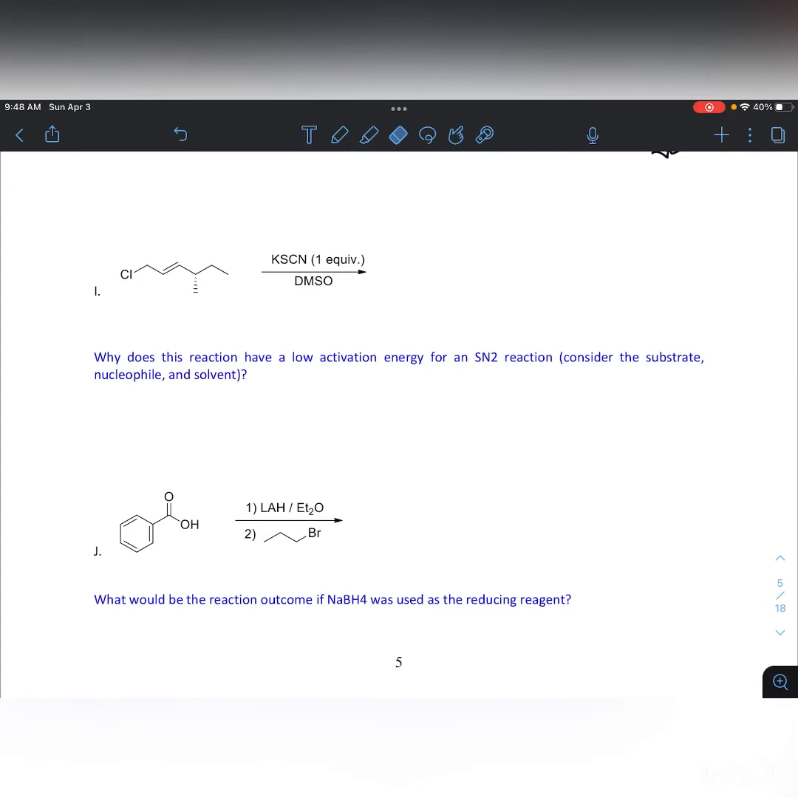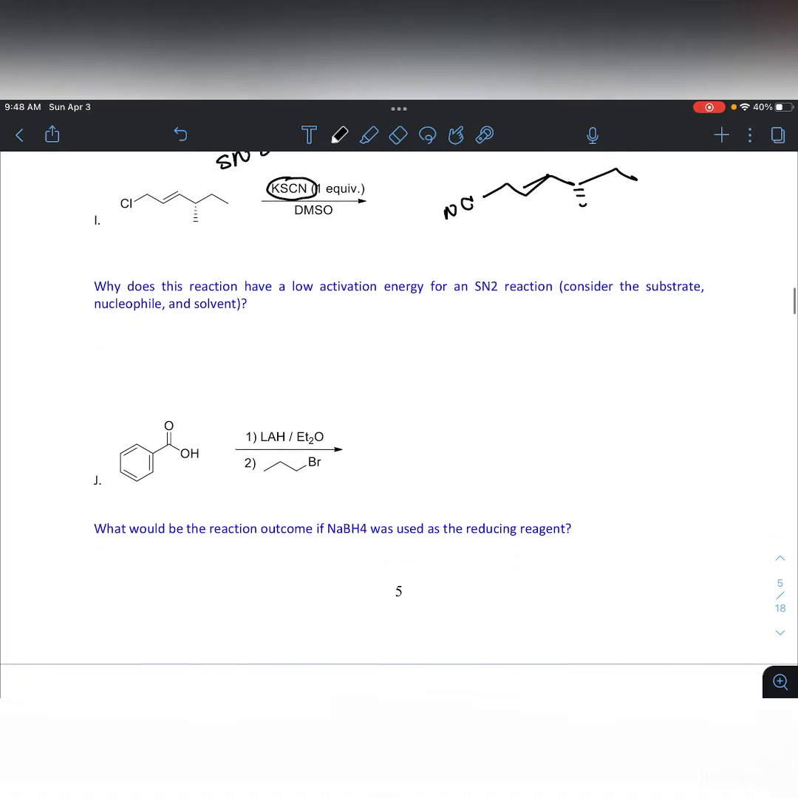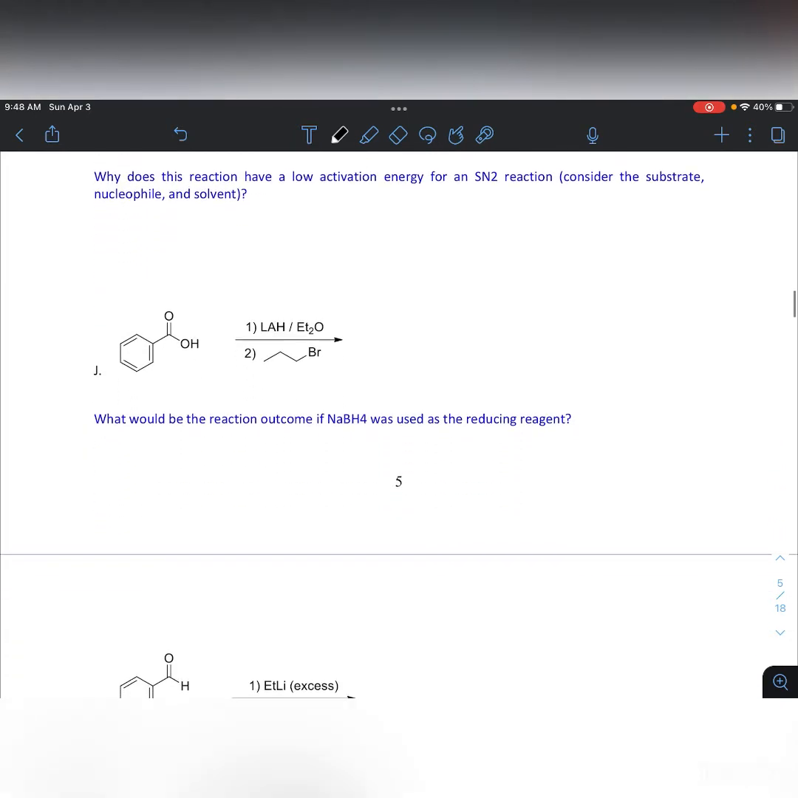So let's start with I. This one is a pretty simple one. This one right here, you can think of as an SN2 type reaction. So in this case, the product that you're going to see is something like this. Let's move on to J.